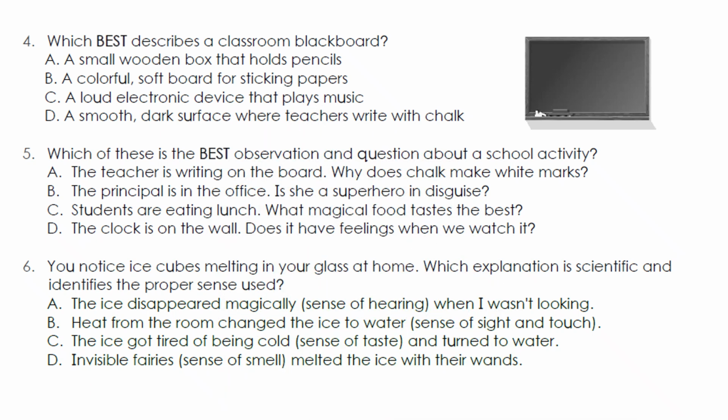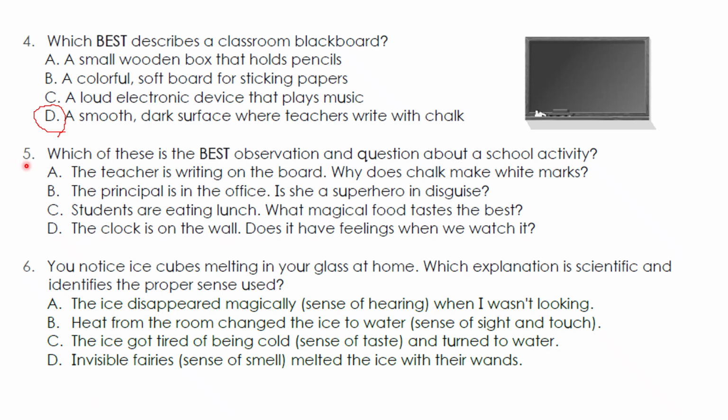Next, for number 4, which best describe a classroom blackboard? A. A small wooden box that holds pencils. B. A colorful chalkboard for sticking papers. C. A loud electronic device that plays music. D. A smooth dark surface where teachers write with chalk. What is your answer, kids? Good job! The correct answer is letter D. A smooth, dark surface where teachers write with chalk. Good job, kids!